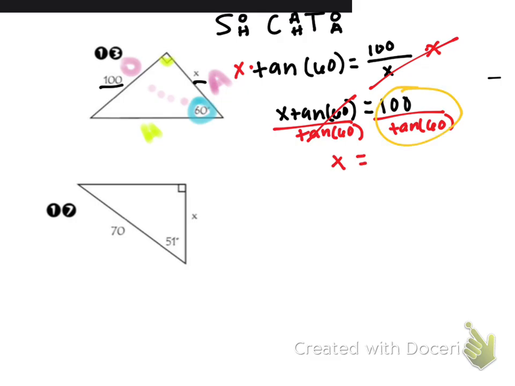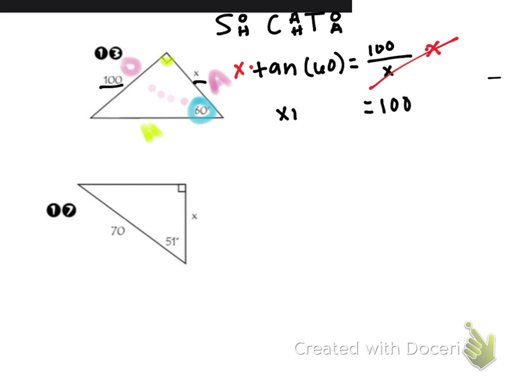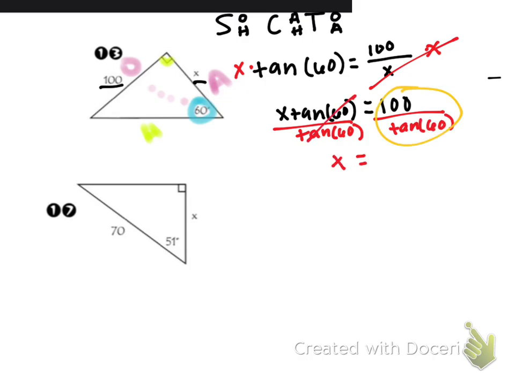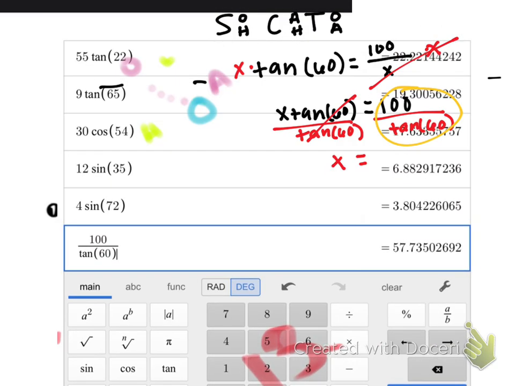Okay, so let me just walk you through it again, just in case I lost you. To get rid of that divided by X, you're going to multiply it by X on both sides. That's what I did. Okay. When I did that, I had X tangent of 60 on one side and the 100 right there. Now, this tangent of 60 is a number. So if I have X times something, let me get rid of that times by dividing. And then I can put 100 divided by tangent of 60 in my calculator, which is what you should be doing for this question. So let me show you how it would look in your calculator.